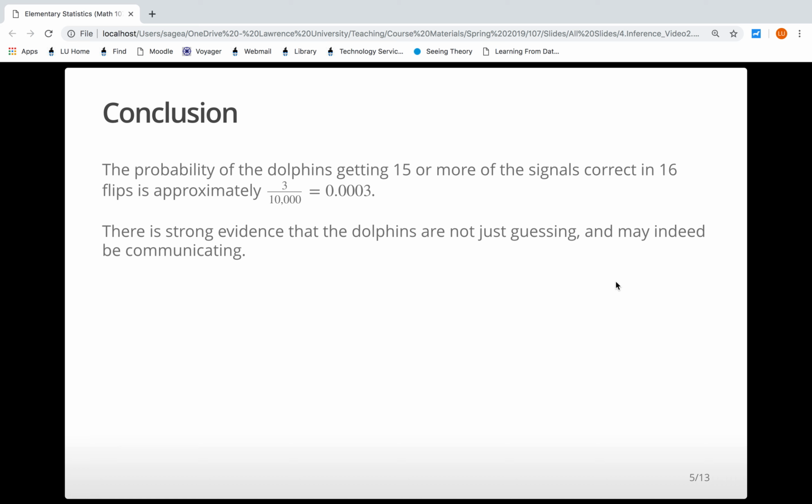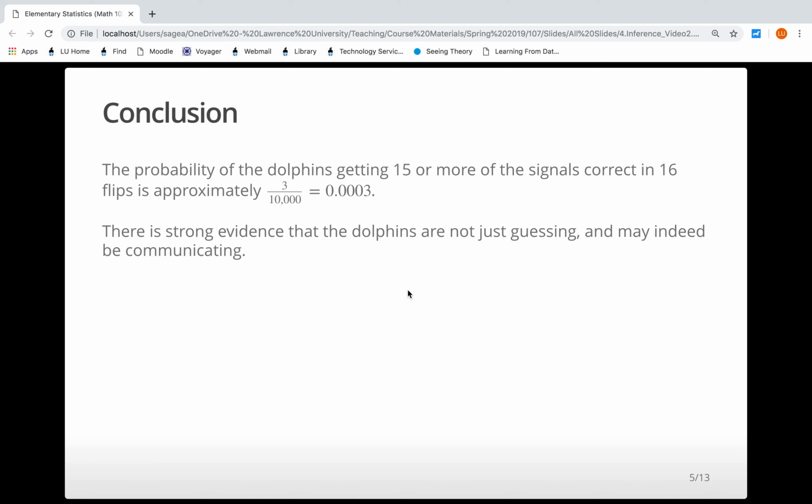Based on our simulation, we would say that the probability of getting 15 or more correct out of 16 if the dolphins are purely guessing is about 3 out of 10,000, or 0.0003. Because this probability is very low, we have strong evidence that the dolphins are not just guessing and may indeed be communicating.